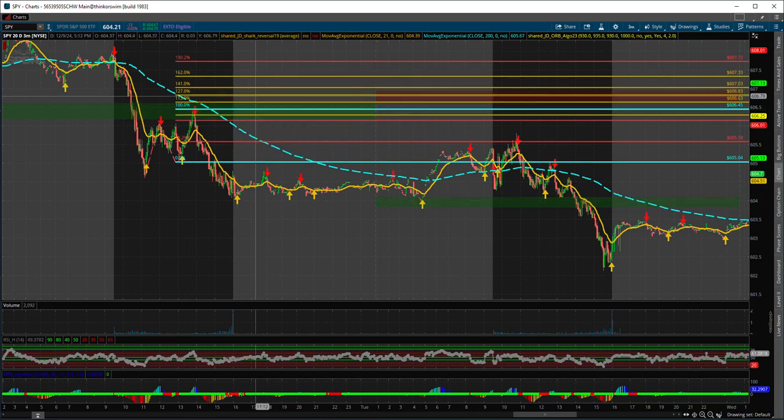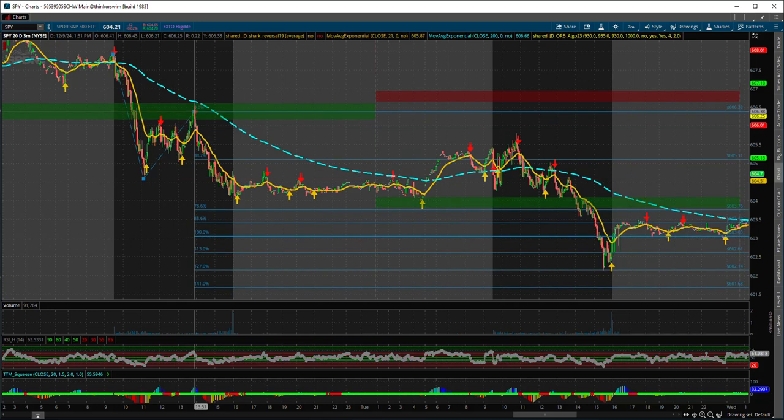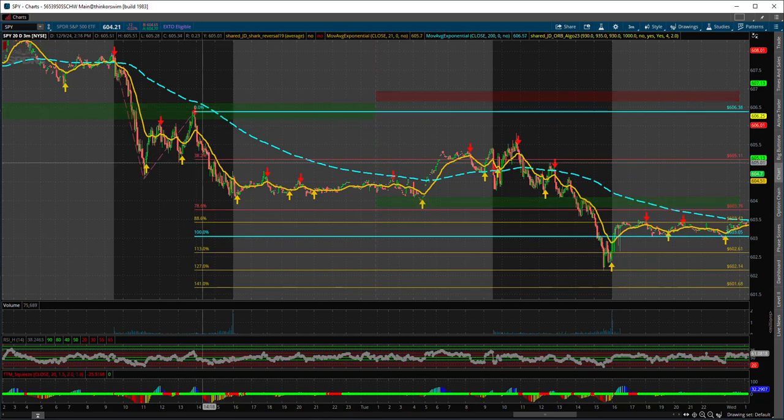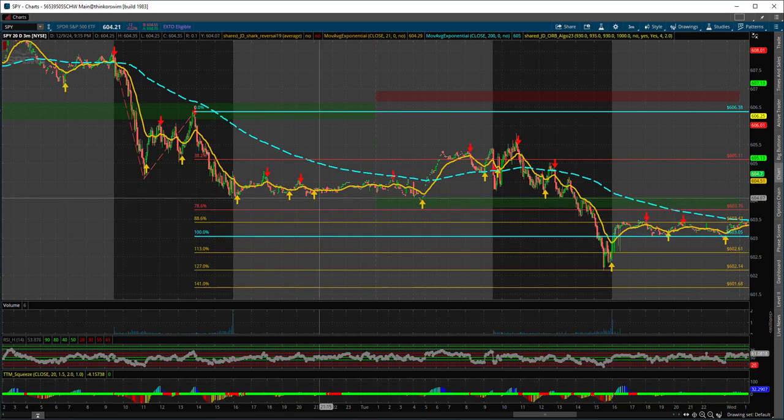All right, so I'm going to remove this. We're going to take from here our ABCD pattern down, and this is where it really shows off nicely. We come down here, we break this, we don't make it down into these levels. I like to make it at least the 886, and we get a bounce up.